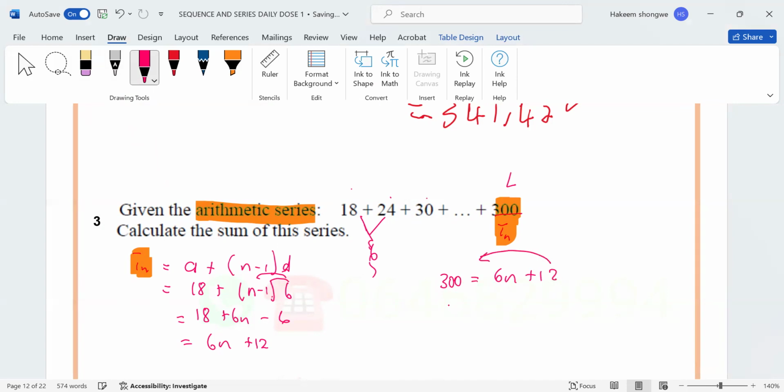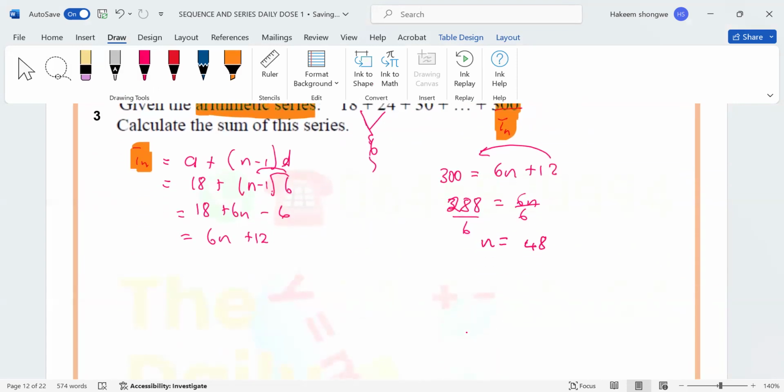Take this one to this other side. It says you have 288, which is going to be 6n. Divide by 6, divide by 6. It says n is going to be 48. So in other words, what does this mean? It means we are looking for the sum of the first 48 terms.